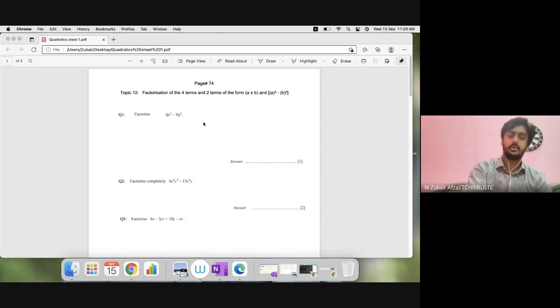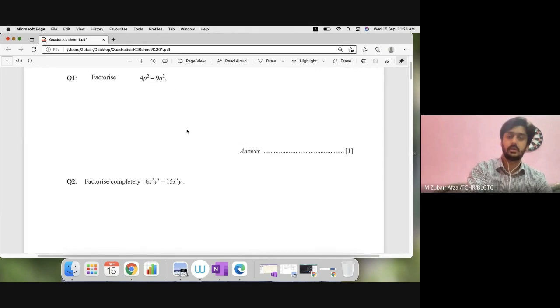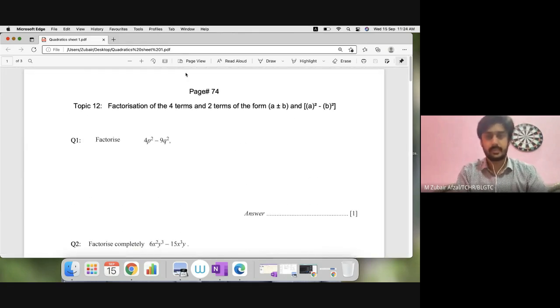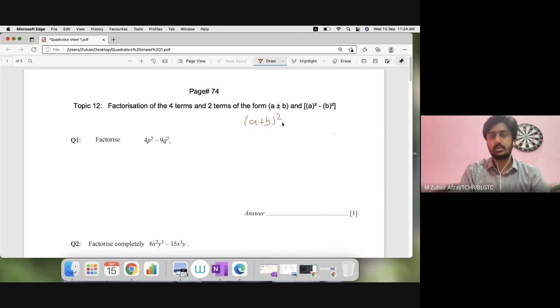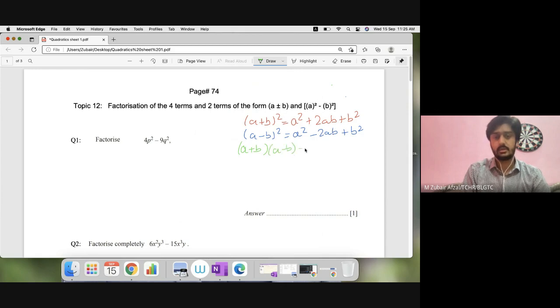Before we start, I want you to recall the identity formulas. First: a plus b whole square equals a square plus 2ab plus b square. Second identity: a minus b whole square equals a square minus 2ab plus b square. Third identity: a plus b into a minus b is a square minus b square. You can write it either way.